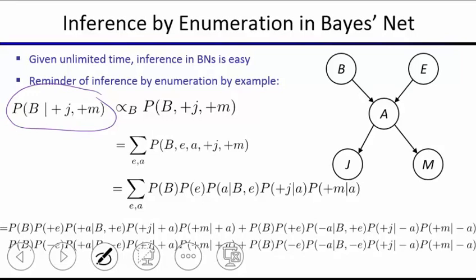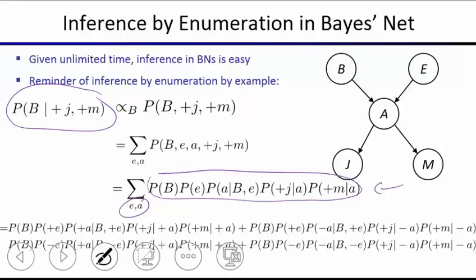So this is inference by enumeration. When we're looking at this expression here, we're only considering entries in the full joint distribution that are consistent with the evidence. We're summing over the hidden variables, and these are entries in the full joint distribution computed from what we have in the BayesNet specification.